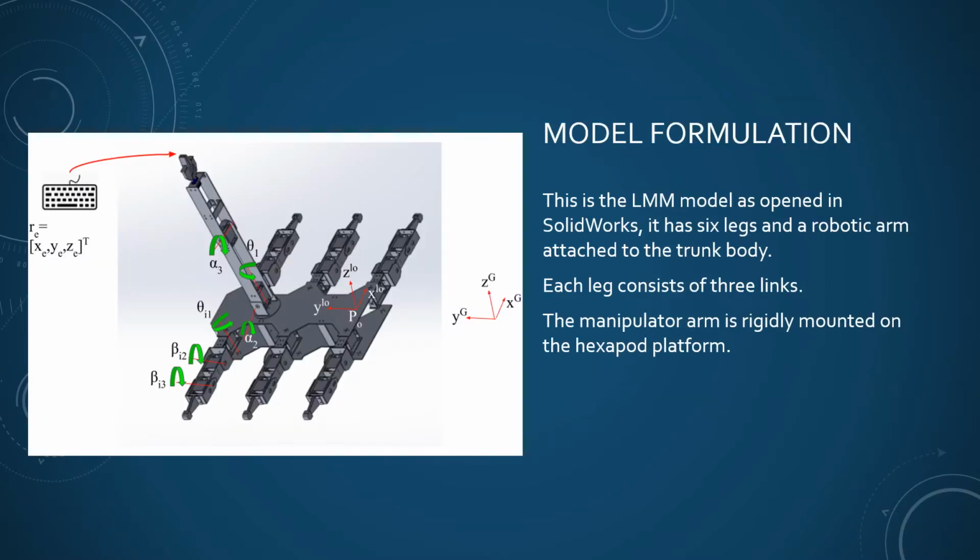Coming to the model formulation, this is the LMM model as opened in SolidWorks. It has 6 legs and a robotic arm is attached to the trunk body. Each leg consists of 3 links where the joint angles of the ith leg are given by theta i1, beta i2 and beta i3. The joint angles for the manipulator arm are denoted by theta 1, alpha 2 and alpha 3. And the input is an array RE equal to XE, YE and ZE.